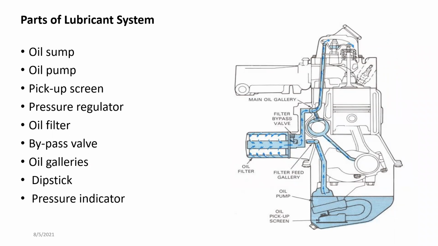So you have the oil sump, oil pump, pickup screen, pressure regulator, and oil filter, right? Oil filter, bypass valve, you have a bypass valve separately, oil galleries, and dipstick pressure indicator. So dipstick, you know what is a dipstick? That is that small stick that we use to actually identify what the oil level is. And oil gallery we already discussed. Oil filter we have discussed.